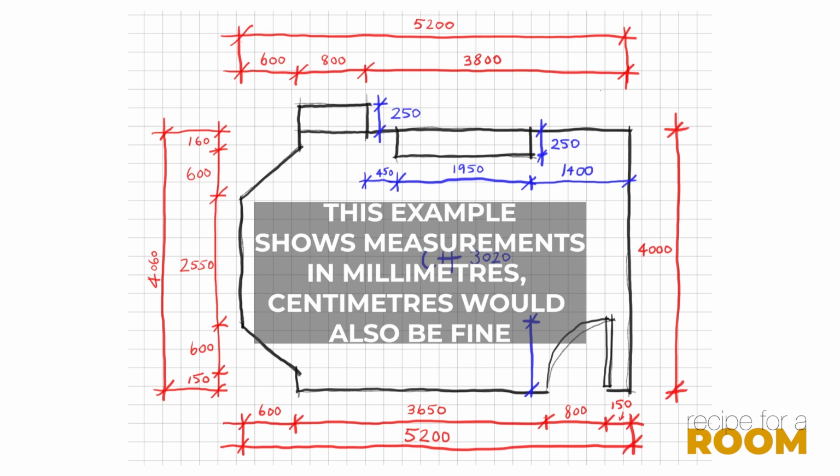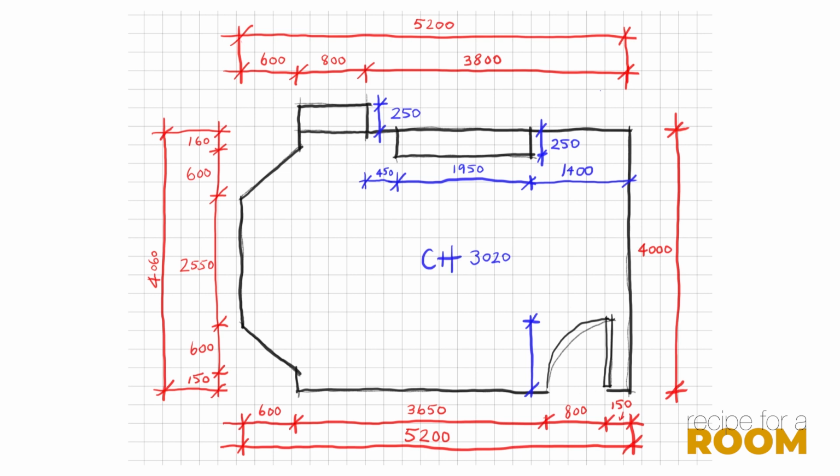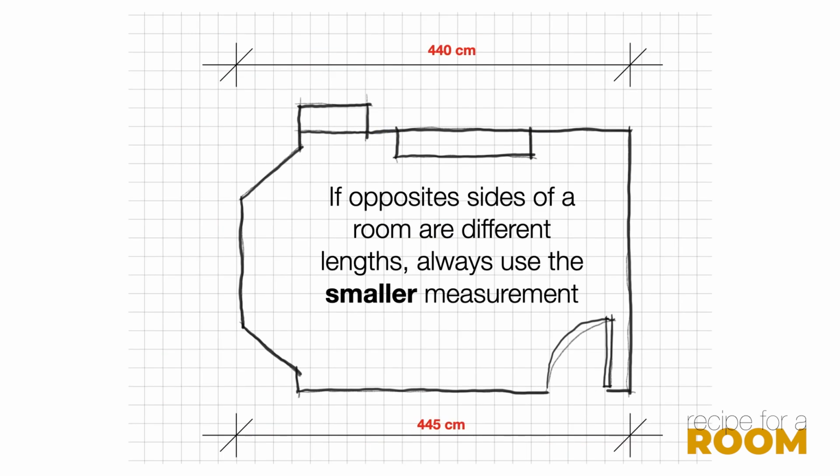Watch out for cases where rooms aren't completely square, which actually is most of the time. If you have conflicting measurements, one bigger and one smaller, it's good practice always to use the smaller one, because this helps you to avoid ordering anything that's going to be too big to fit in.